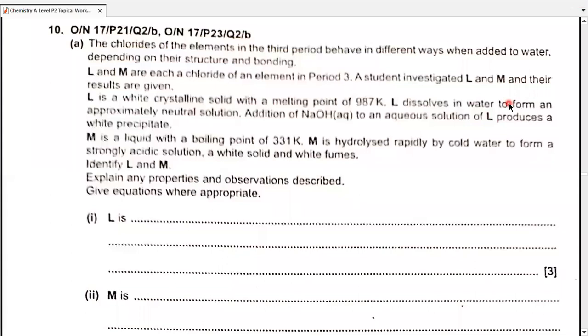Ionic bonds. Correct. And the white precipitate, magnesium chloride, and adding sodium hydroxide. Okay. White precipitate.